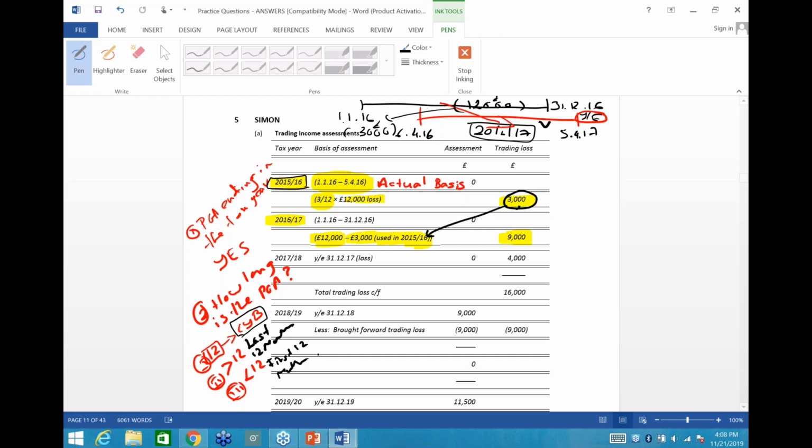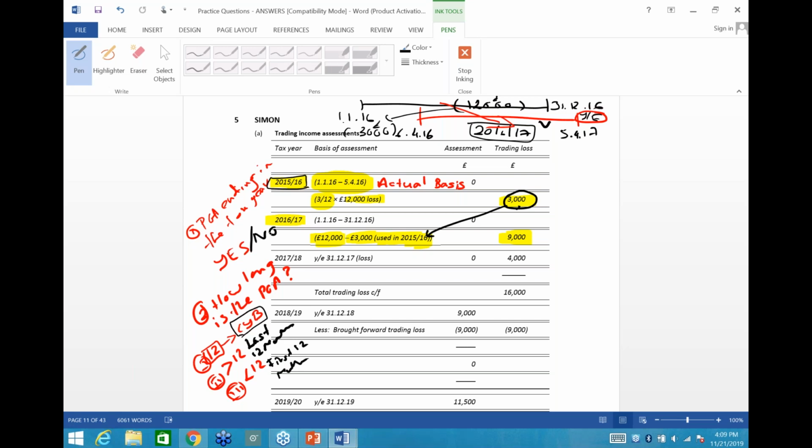If there is no period of account ending, if the answer is no here, in that case, you again take the actual basis, take the profit or loss from 6th of April to 5th of April following tax year. So basis of assessment rules are a must. You have to memorize the rules and then you have to have the ability to apply them.